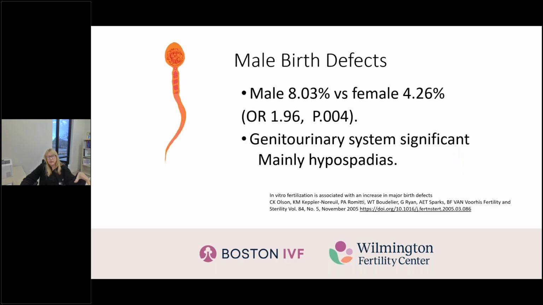One of the interesting things that they showed was that the birth defects were higher in male offspring versus female. So again, that would suggest that it wouldn't be the ICSI procedure itself, because then it should be equal, but maybe some underlying abnormality in male factor that's contributing towards these higher rates of birth defects. And what they found was an increased risk of genitourinary defects, mainly hypospadias.